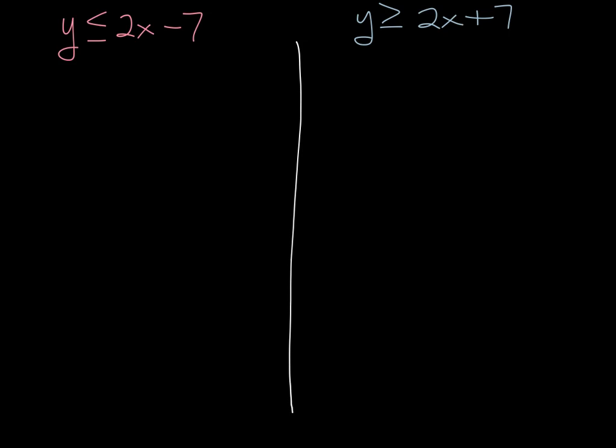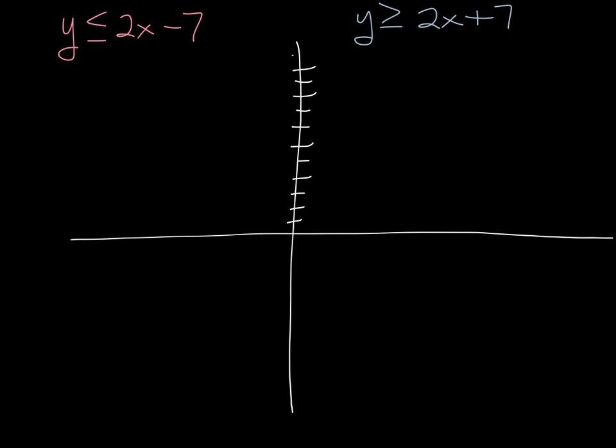All right, so now my equations are y is less than or equal to 2x minus 7, and y is greater than or equal to 2x plus 7. So I'm going to need a big graph on this. I'm going to need a lot of room, okay? So here I go down, I need a lot of y. All right, so I need to go 1, 2, 3, 4, 5, 6, 7, 8, 9, 10, 11, 12.